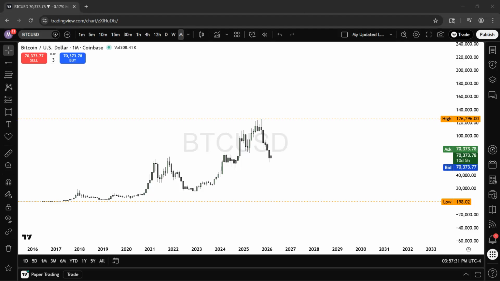Okay, so looking at the chart, the very first thing I ask myself, of course, is: is the market trending? And if it's trending, is it trending up or is it trending down? So let's dive into the content.